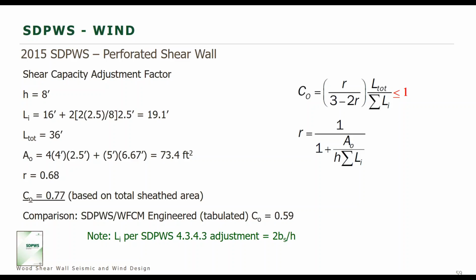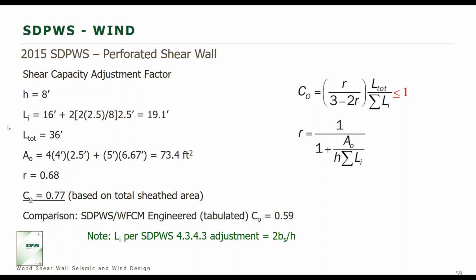When we use this approach with the calculated C sub O, we have this A sub O value, which is the total area of the openings in the shear wall. So we actually calculate the individual opening areas and account for them at their actual size. We don't just assume they're all the same size as the door opening. Our height is 8 feet.